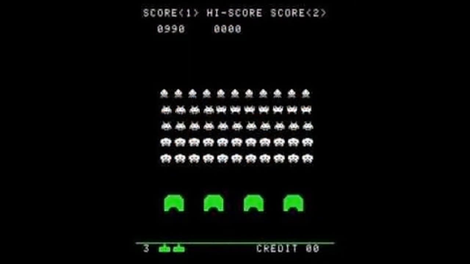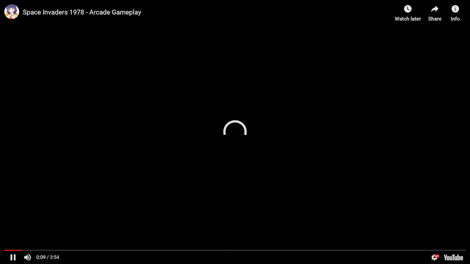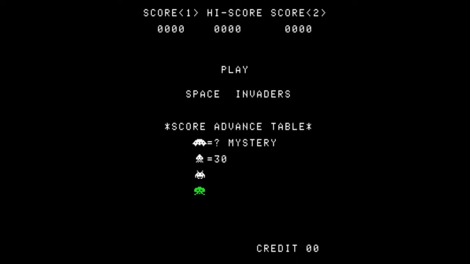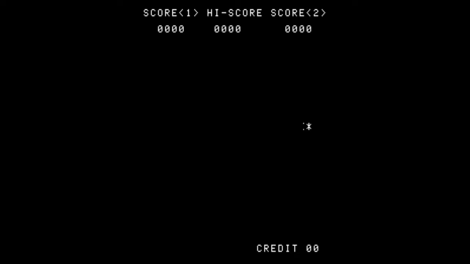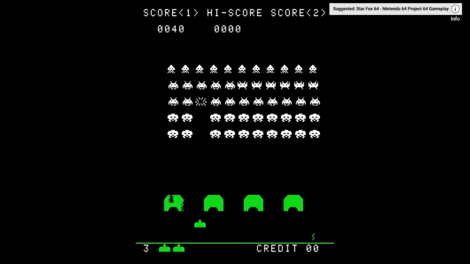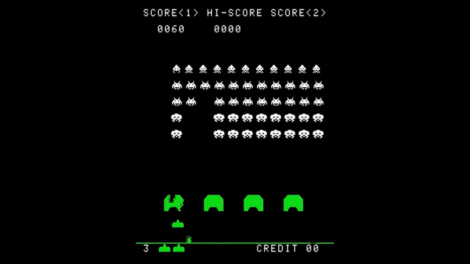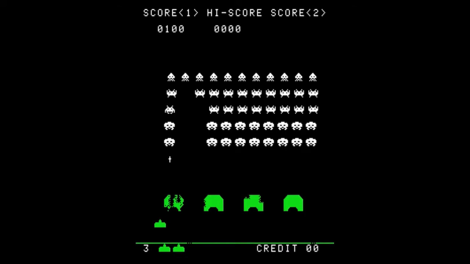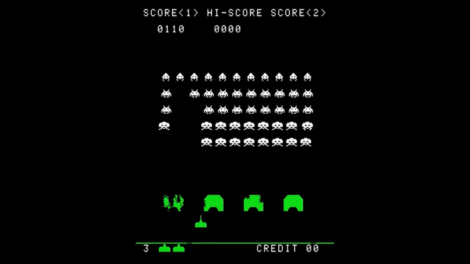Okay, also this year, this game came out. Space Invaders. There's a lot of innovations that took place in this particular game. You're looking at it going, what the heck?